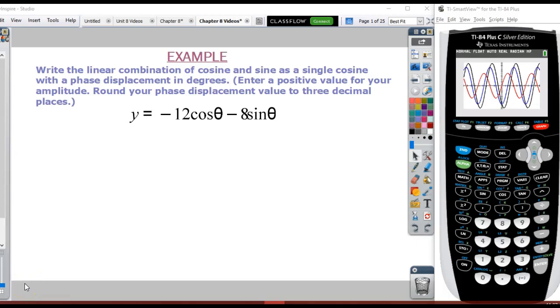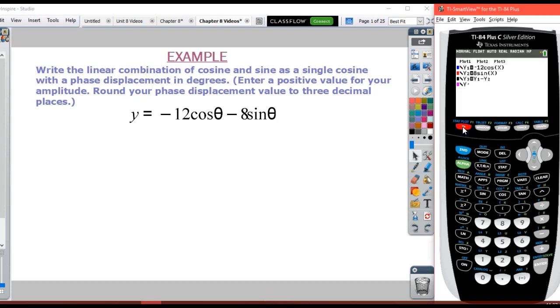In this problem, we're asked to rewrite this linear combination of cosine and sine as a single cosine function with a phase displacement in degrees. And so right away what I've done is I have graphed the function negative 12 cosine, the function 8 sine, and then I graphed when I take y1 minus y2, so the cosine function minus the sine function.